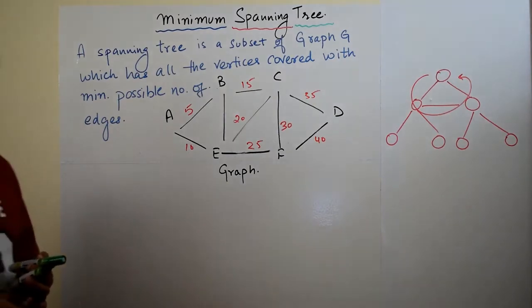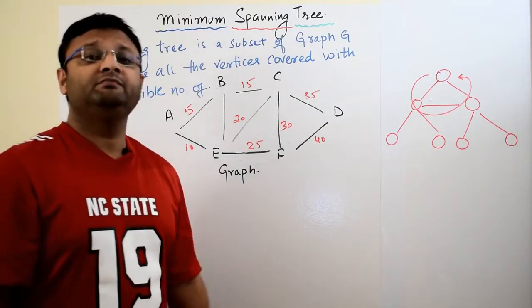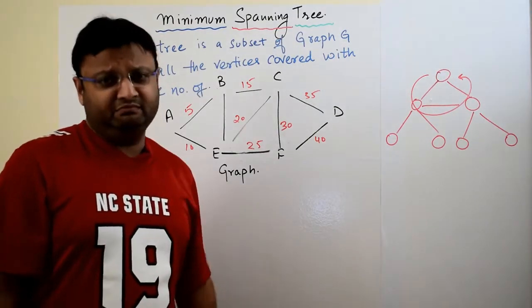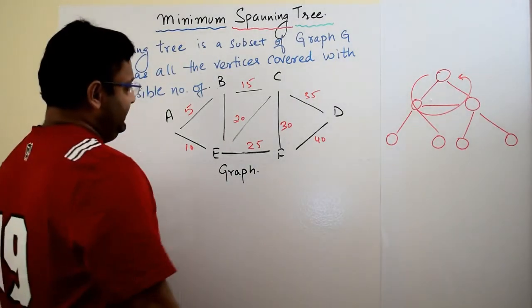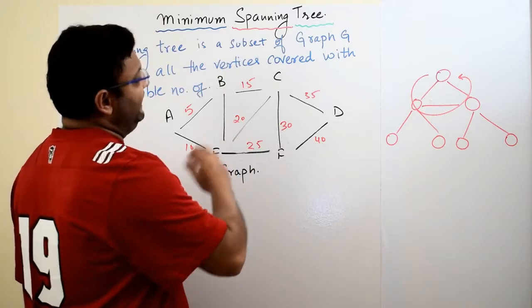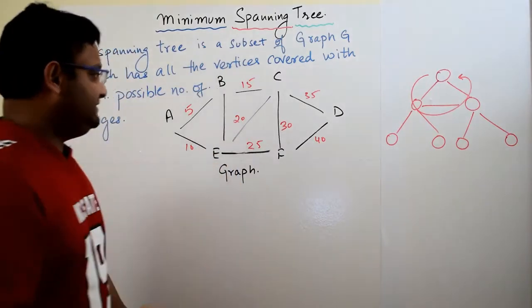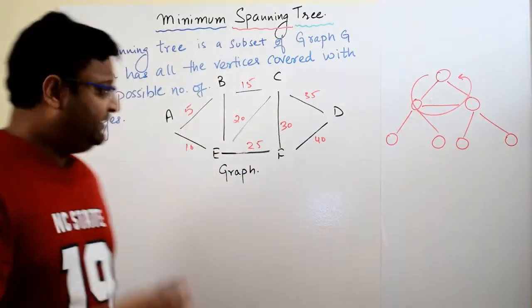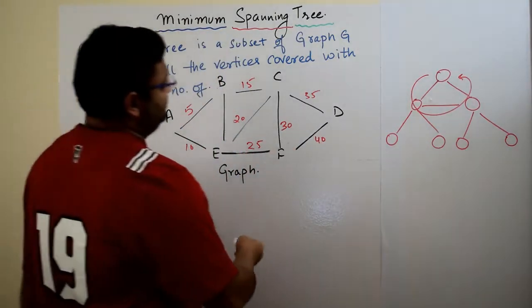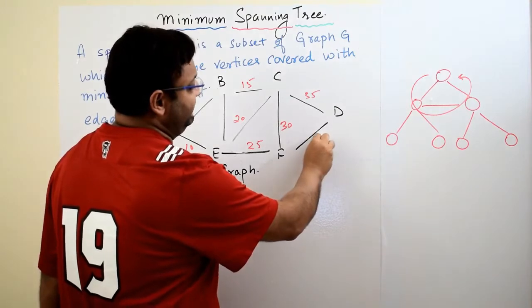Now, again, if I am asked to make a spanning tree, I can make multiple types of spanning trees, right? But now, definitely, there will be a spanning tree whose edges, if I take the sum, will be minimum, isn't it? What could it be? So let's do a very simple thing. Let's start removing the edges with the maximum weight.